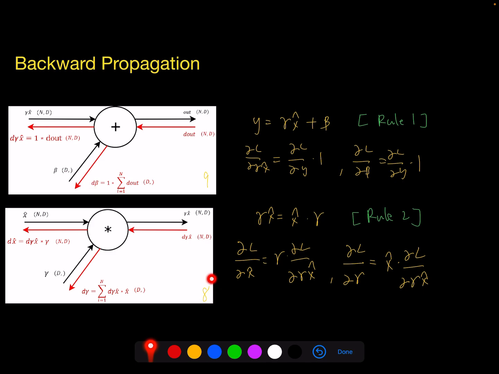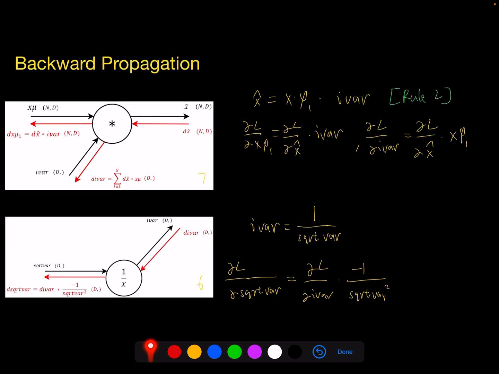Now let's go to step 8. We have ND here, then we have a multiply operator. We want to get the gradient of gamma and x hat. Given gamma multiplied by x hat equals gamma x hat, we will use the second rule in the computation graph for the multiply operator. Basically, the gradient of one part will be equal to the value of the second part multiplied by the gradient of output. The same thing for the gradient of gamma: we need to multiply by x hat. So this is the second rule for the multiply operator. Same thing, because our gamma dimension is D, we need to reduce from ND to D. So here we apply a summation from 1 to N.